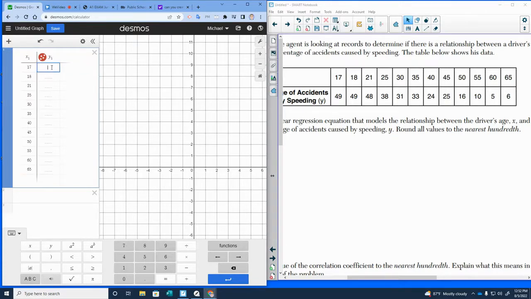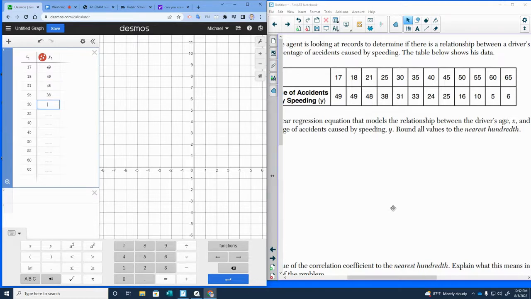So I'm going to go back up, and I'm going to click in right next to that 17. I'm just going to put all of my Y values in, making sure that they all correspond to the correct number above. So 17 has 49, enter. 49, enter. Every time I hit the enter button, it automatically goes down one.